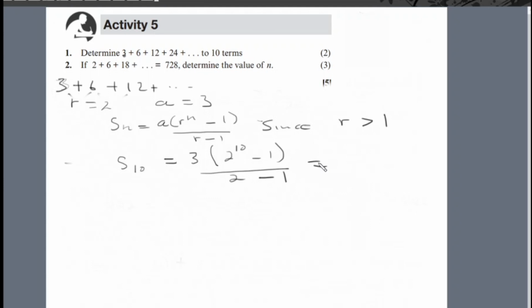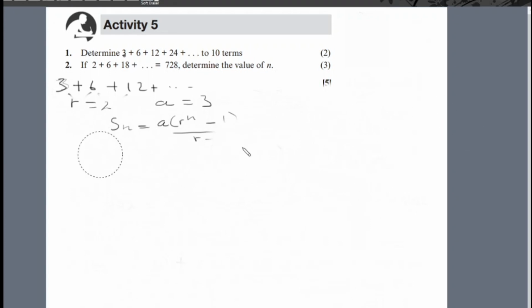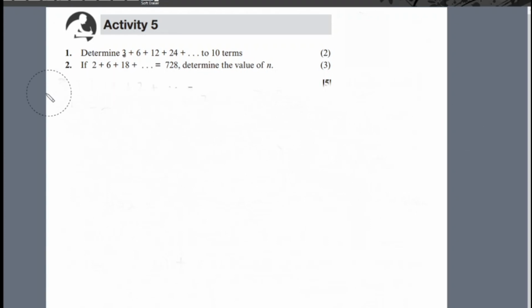Isinikela ukuthi this sum is equal to 3069. Okay, that's 3069. So that was question 1. Moving to question 2.